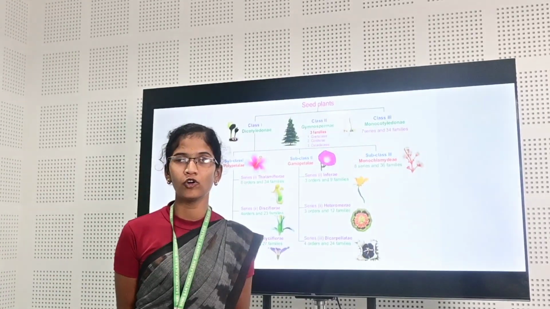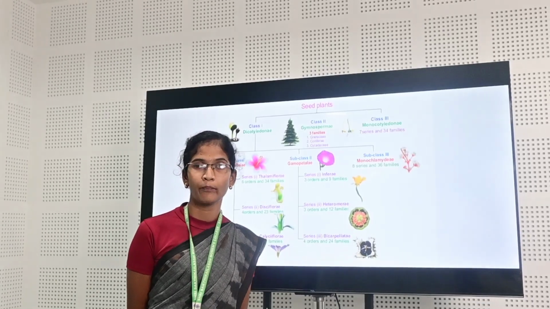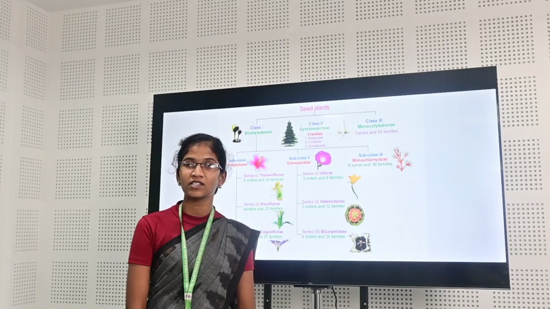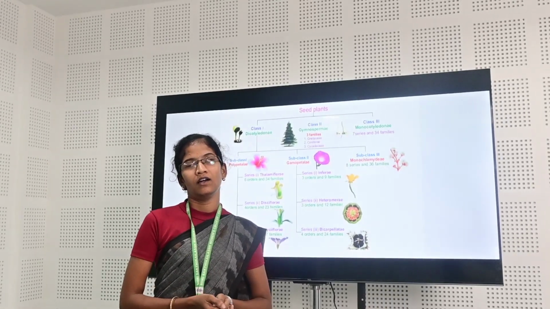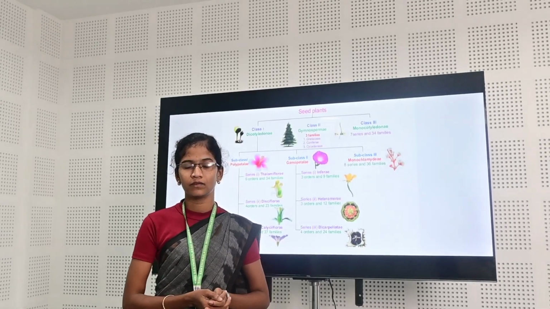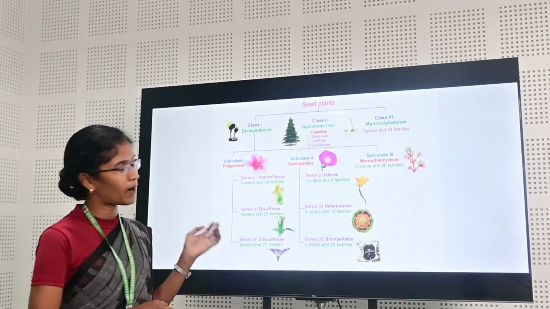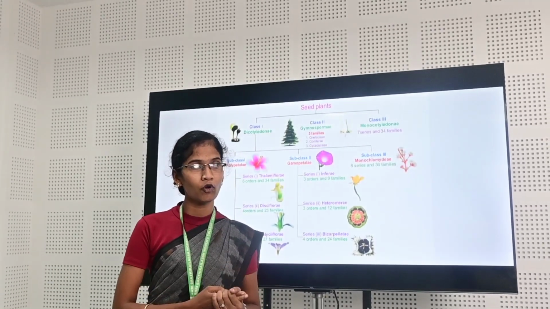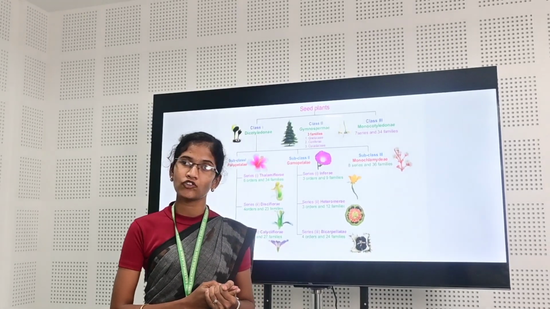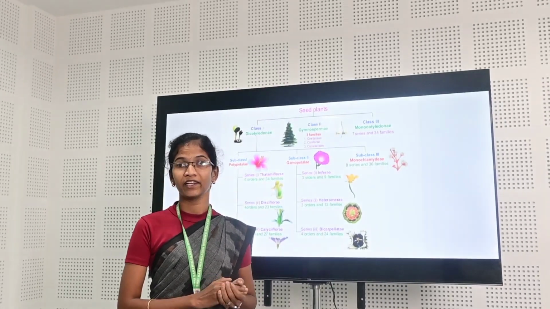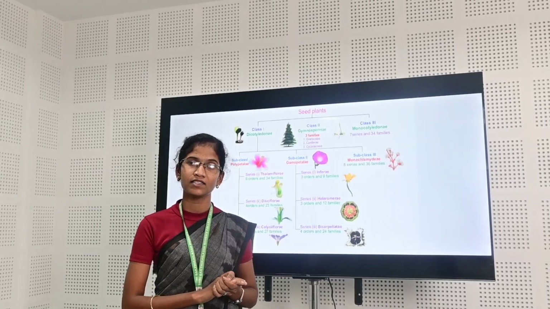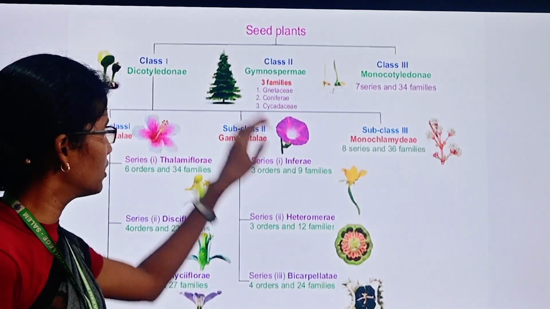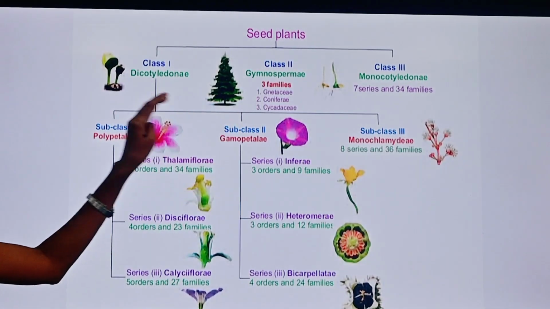So I already told about the natural system. The best example of the natural system is the Bentham and Hooker classification. Bentham and Hooker worked together in the garden. They published three volumes of a book named Genera Plantarum. In that book, they classified according to the natural system. It consists of 97,203 seed plants. According to the Bentham and Hooker classification, seed plants are divided into 3 classes.